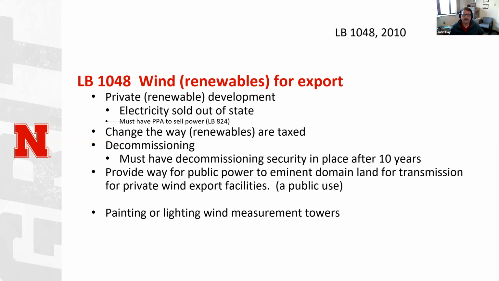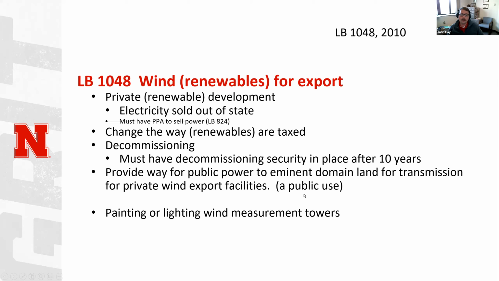Here is a really quick primer overview of LB 1048. It really was written with wind in mind, but renewables have become part of that rule. It allowed for out-of-state electricity sales. It also changed the way renewable projects were taxed, which is a really important consideration. I have a slide on taxing in a minute, so I'll explain that in more detail. It also added decommissioning, a requirement to put a decommissioning security in place after 10 years, which is some protection, at least for the landowner and the community, to ensure that there's money to take that system down after it's over 10 years old.